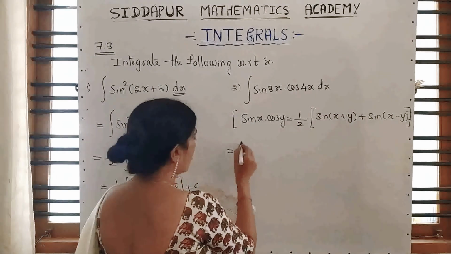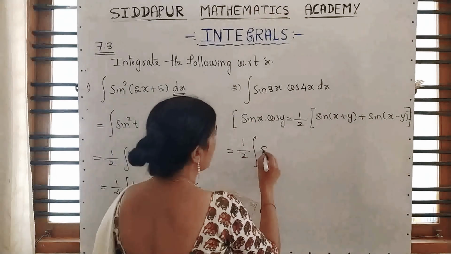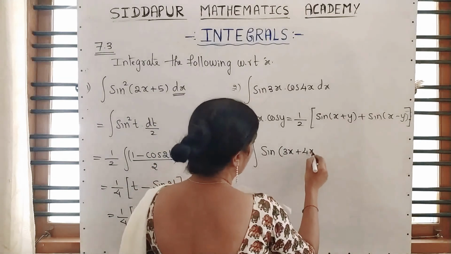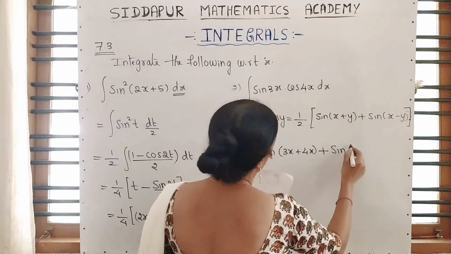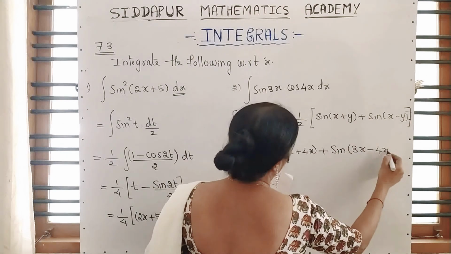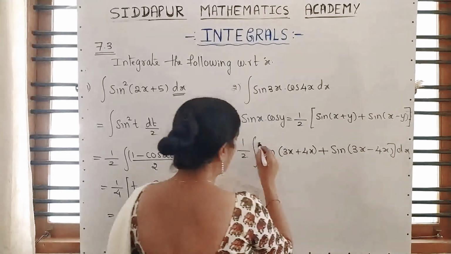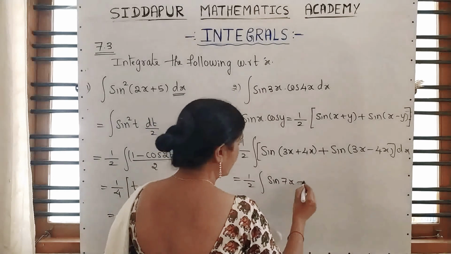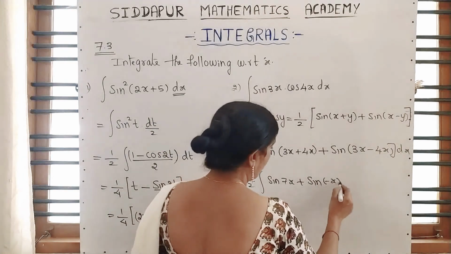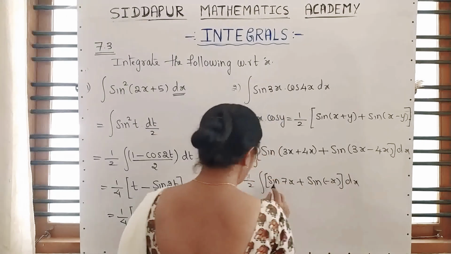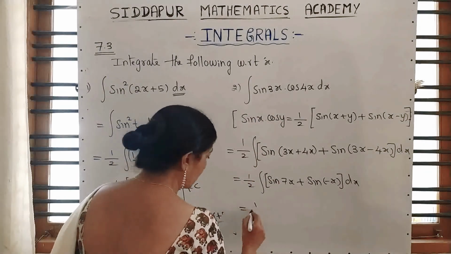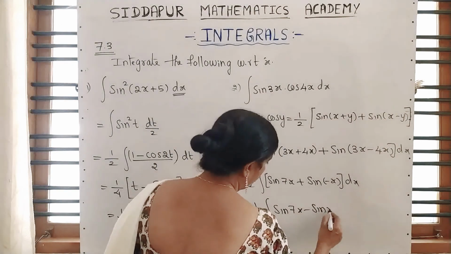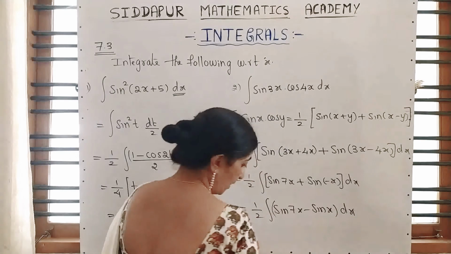So apply that formula. 1 by 2 integration of sin (x plus y), 3x plus 4x, plus sin (x minus y), 3x minus 4x, into dx. This is 1 by 2, it is sin 7x plus sin of minus x. Are you familiar with allied angles? Yes. What is the sin of minus x? Sin of minus x is minus sin x, into dx.